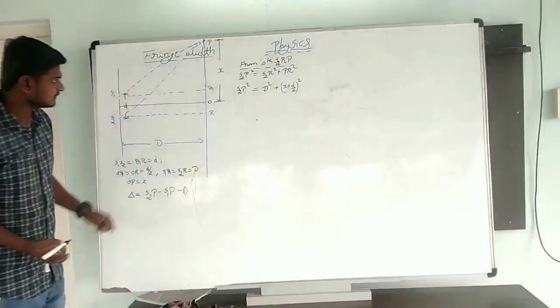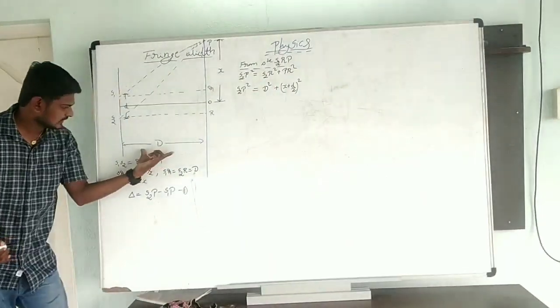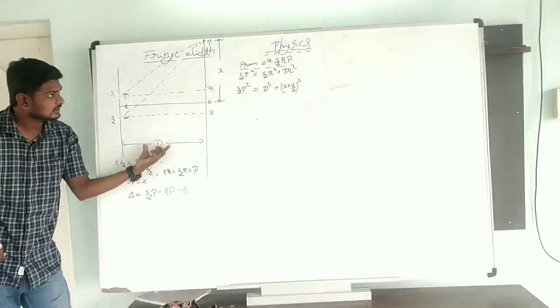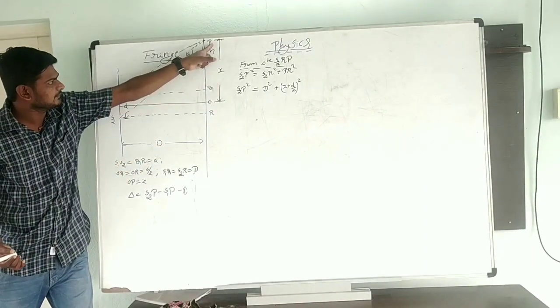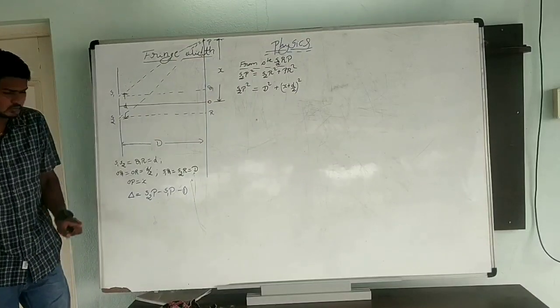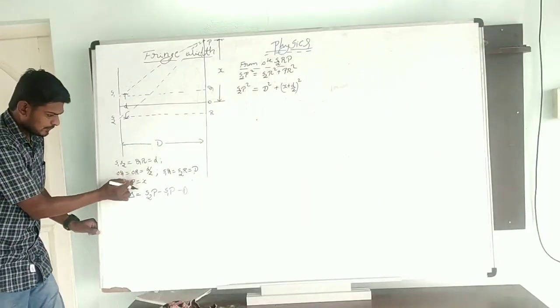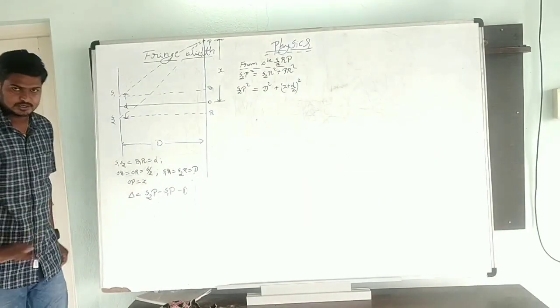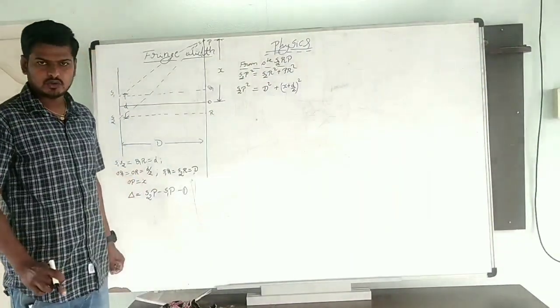Keep in mind, S2R is capital D. Yes. PR means OP plus OR. OP means X, OR means D by 2. So PR is X plus D by 2 whole square.